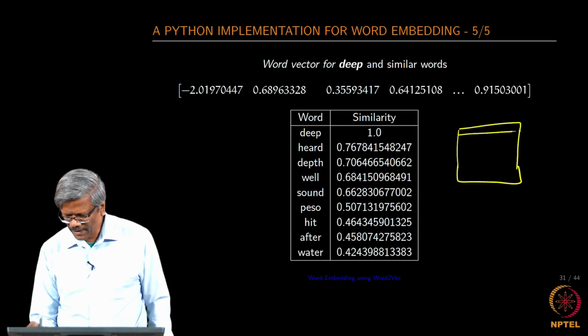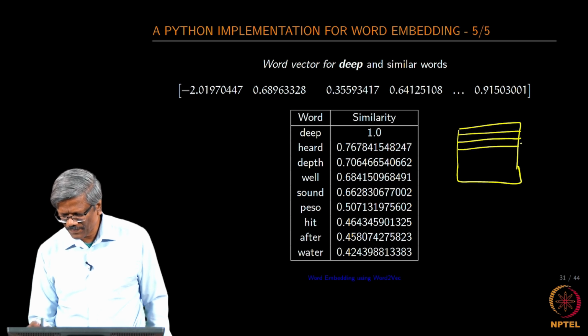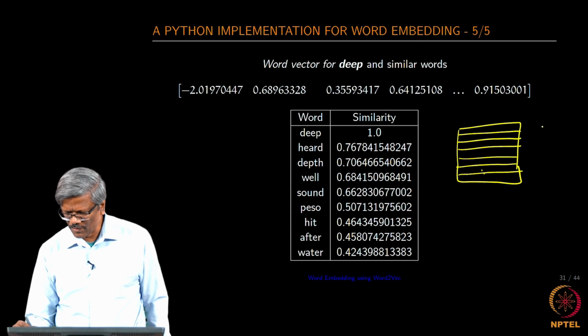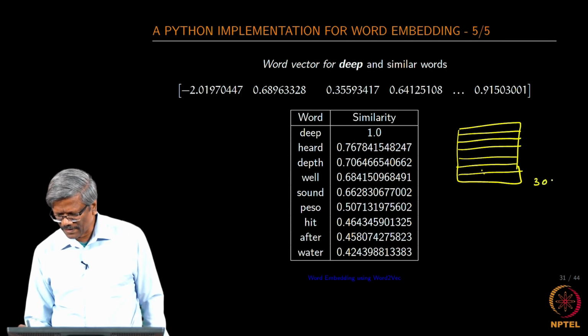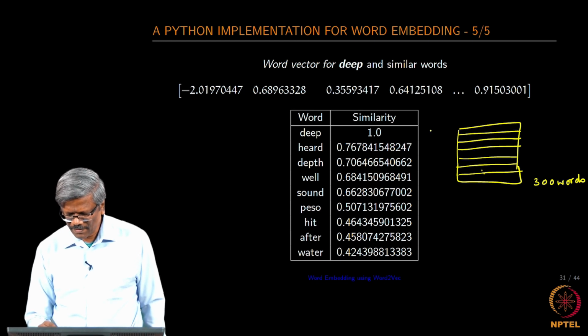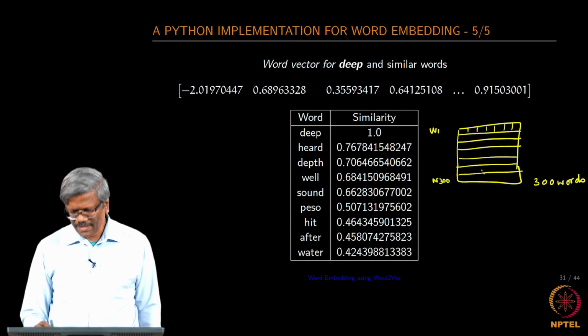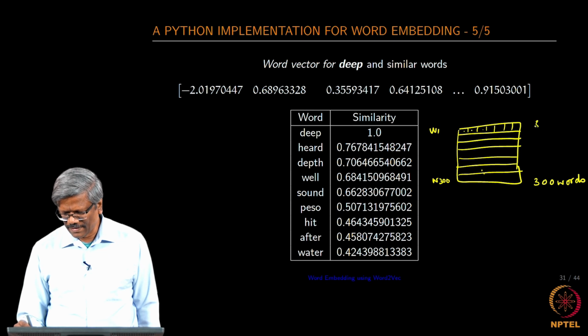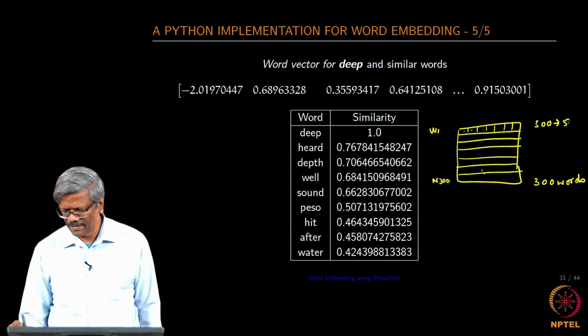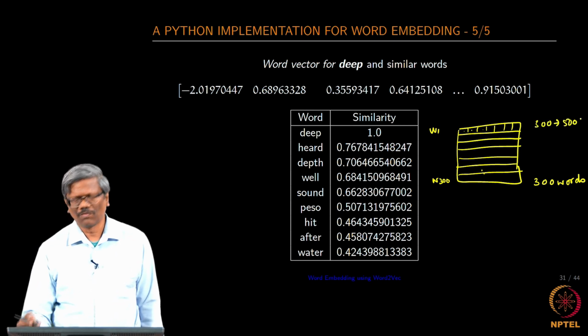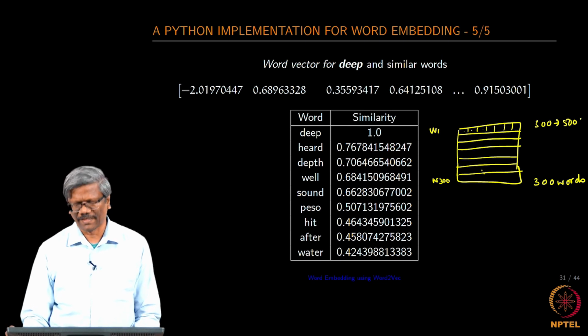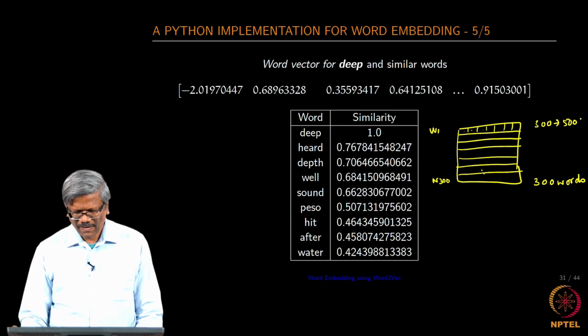Okay. So, each row represents a word vector for you. Supposing you have about 300 words, word 1 to 300. Each vector will have, let us say, 300 to 500 elements depending on what you have chosen as the hidden value size.